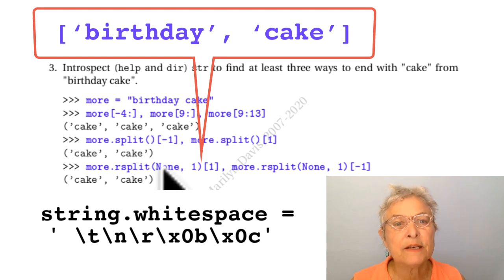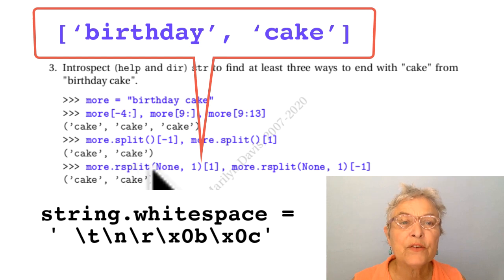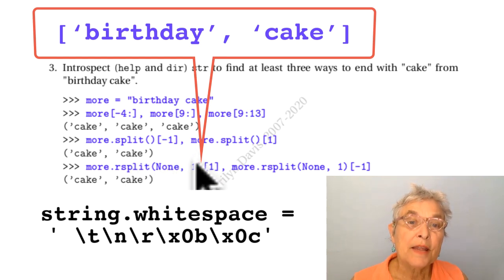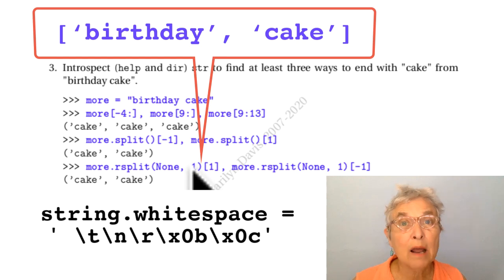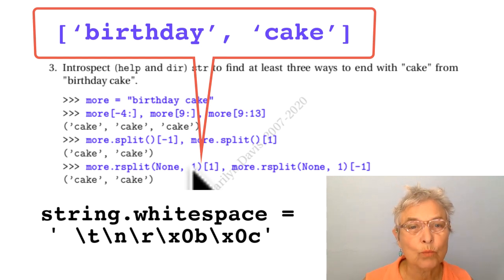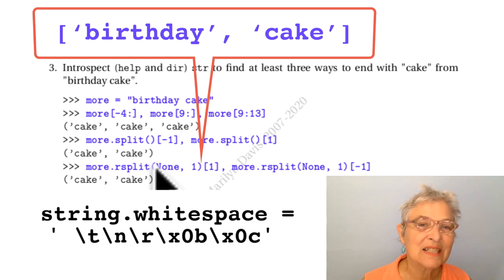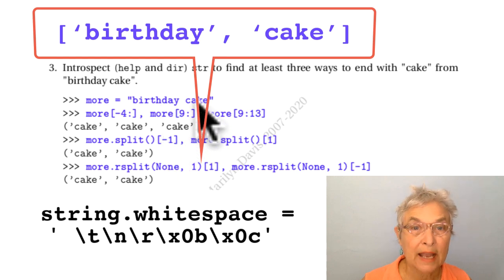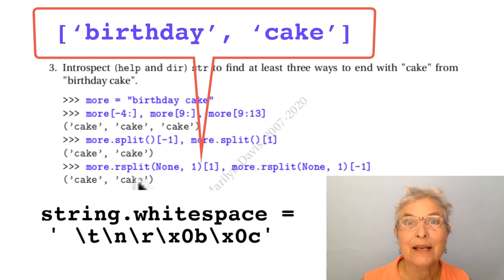But rsplit gives us that. And you would learn that if you did a help on str.rsplit. The thing about rsplit is you want to give it a number. How many times do you want to split it? One time. So that, once again, gives us the same small list of birthday and cake. The oneth one, again, is cake. And the minus oneth one, again, is cake.